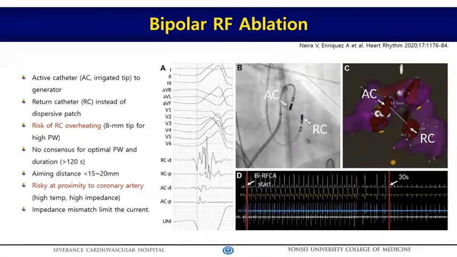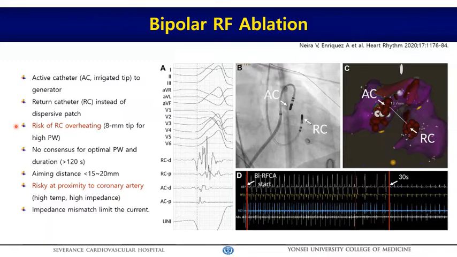In contrast, bipolar RF ablation utilizes just 1 generator. You can connect the active catheter to the generator and return catheter to dispersive patch. And because of risk of return catheter overheating, sometimes an 8 mm large tip return catheter is recommended. However, a large tip return catheter inside the coronary vein has a risk of vascular damage.